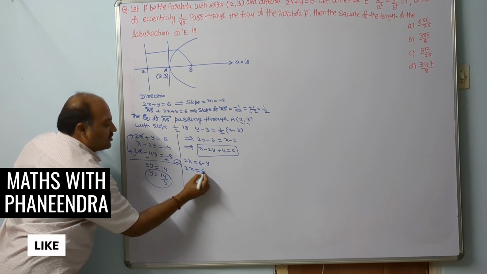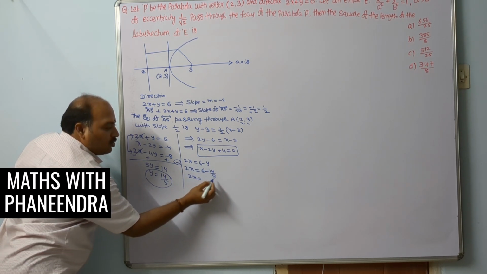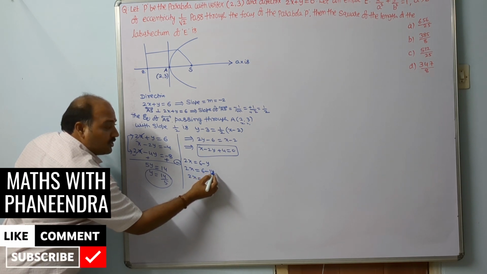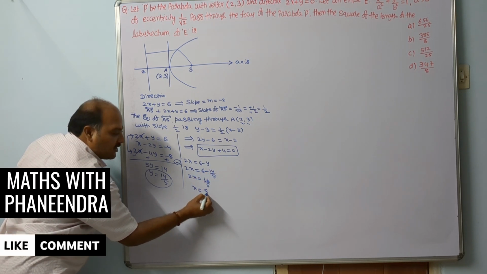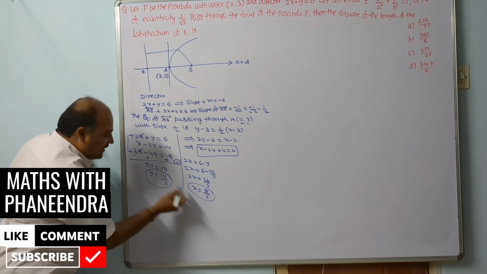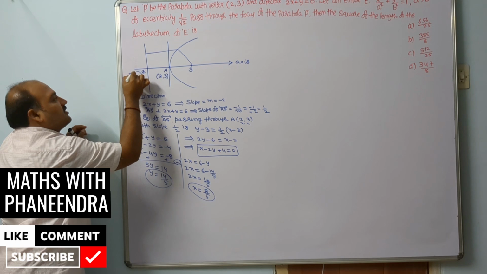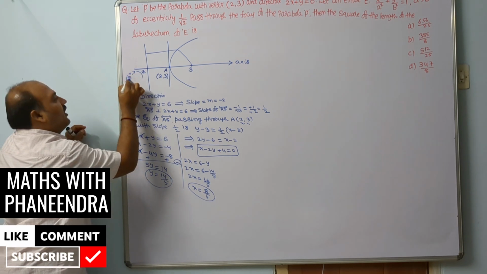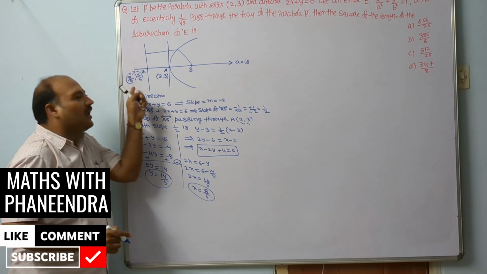So 2x is equal to 6 minus 14 by 5. So 2x is equal to 5 sixes are 30, 30 minus 14, 16 by 5. x is equal to 2 ones are 2, 2 eights are 8, so x is 8 by 5. So what is x comma y? The point of intersection here, Z. This is x, this is y. So 8 by 5 comma 14 by 5.